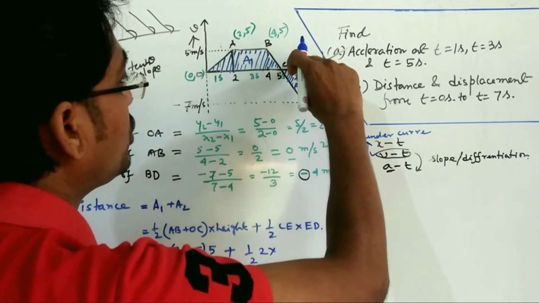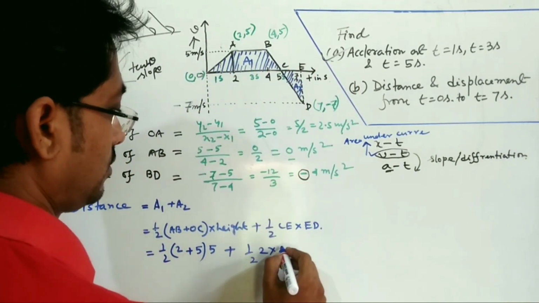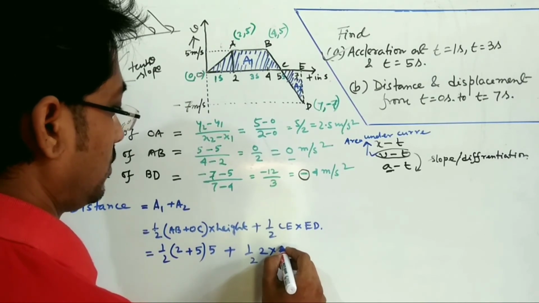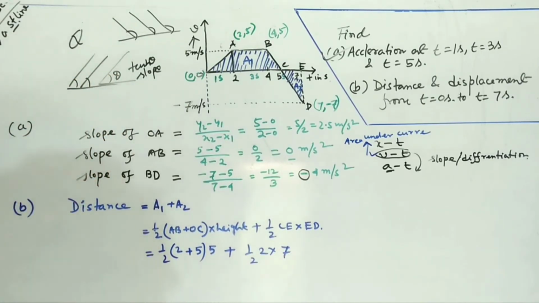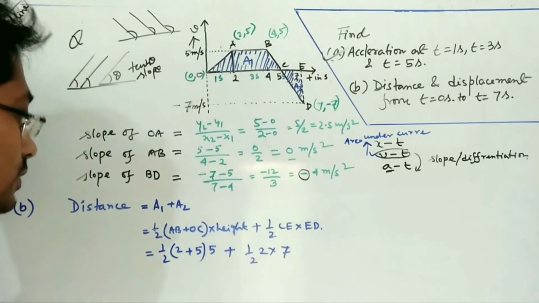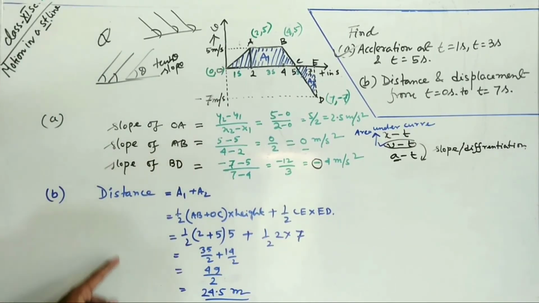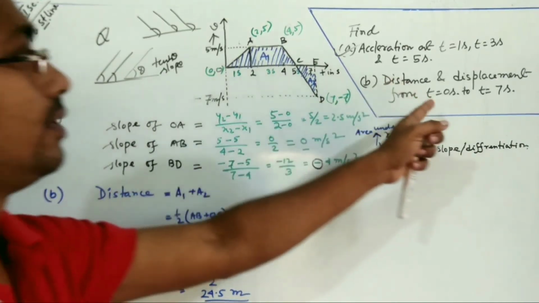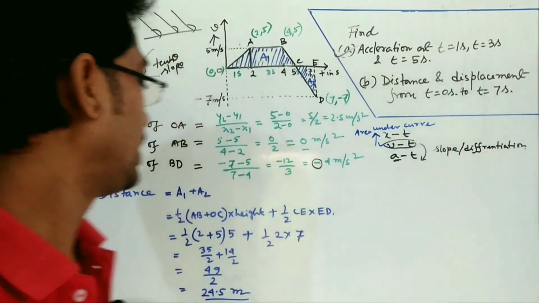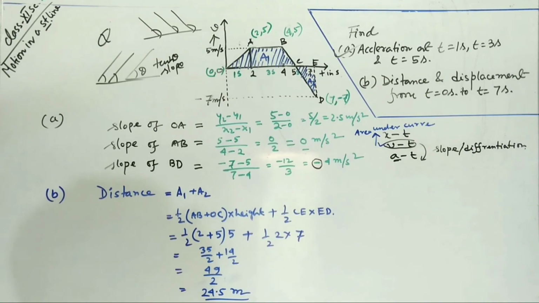ED means this one, this one 7. Okay, 7, the height we have taken here. So now it will be 24.5 meters. So the distance covered from t equal to 0 to 7 seconds will be 24.5 meters.